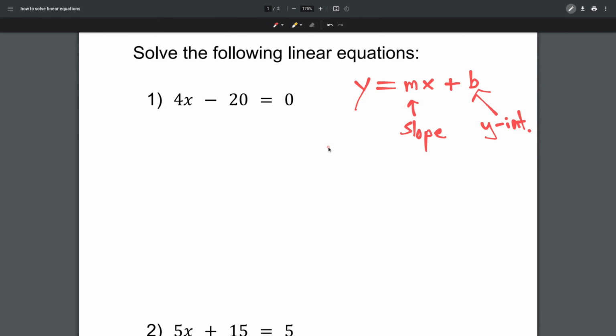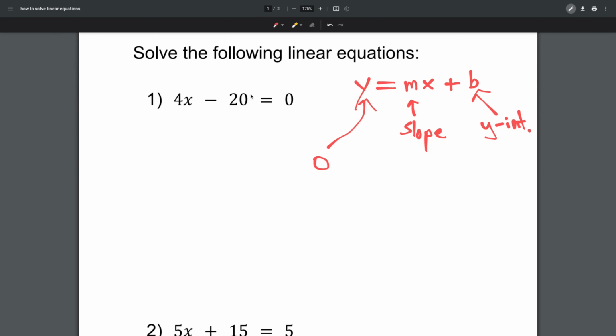Now, we're solving for when y equals 0. So this is when the line will cross the x-axis at y equals 0. So like this first one here, we have it equal to 0. So we're good to start solving. And we do that basically by isolating x.